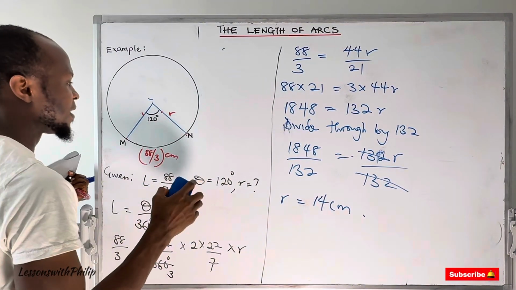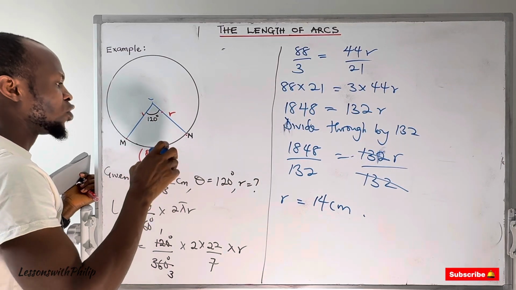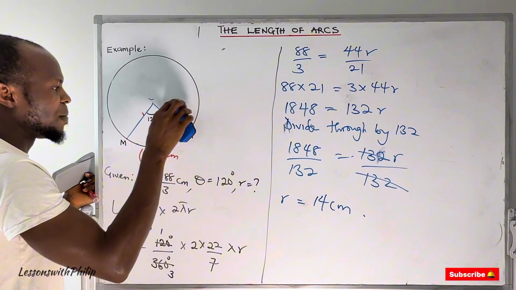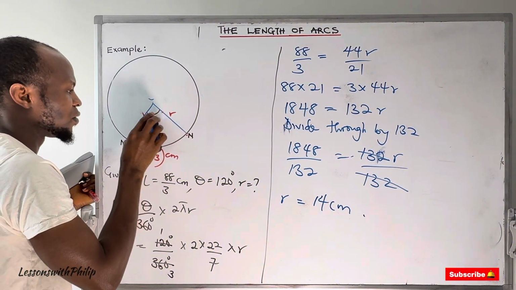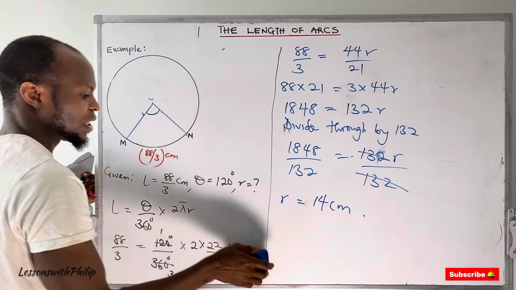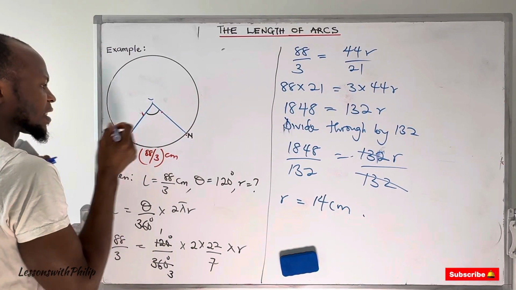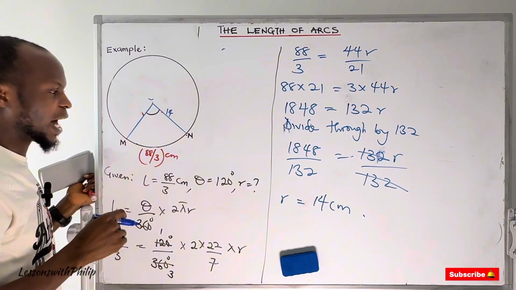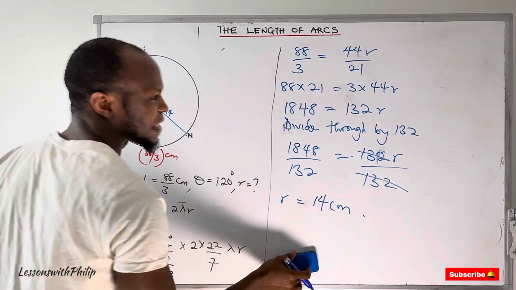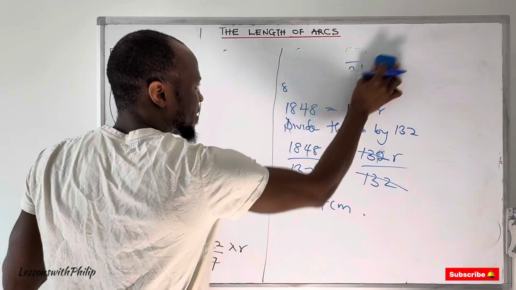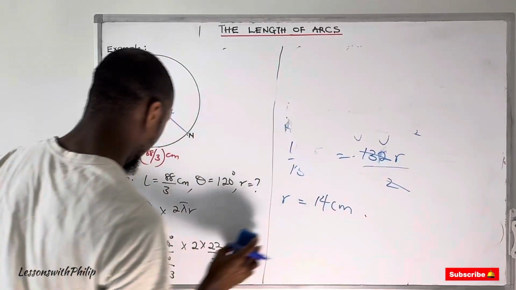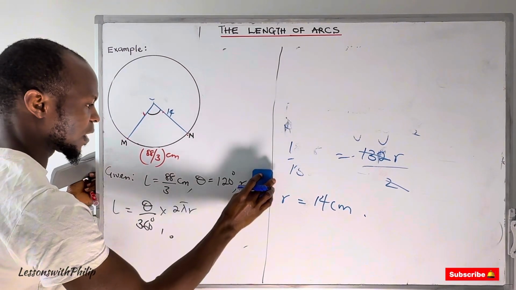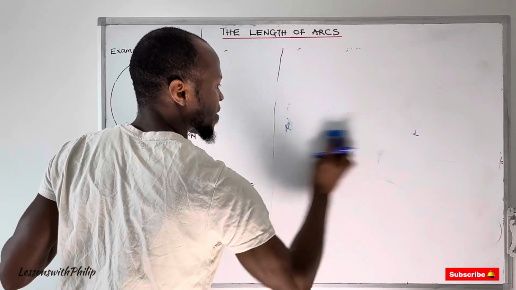Now, in another case, you may be given the length of an arc and the radius, but not given the angle. Assuming that we're given the radius to be 14 centimeters, and you are given the length of an arc, but you have to find the angle. In the same way we're going to solve it. You use your formula for the length of an arc.